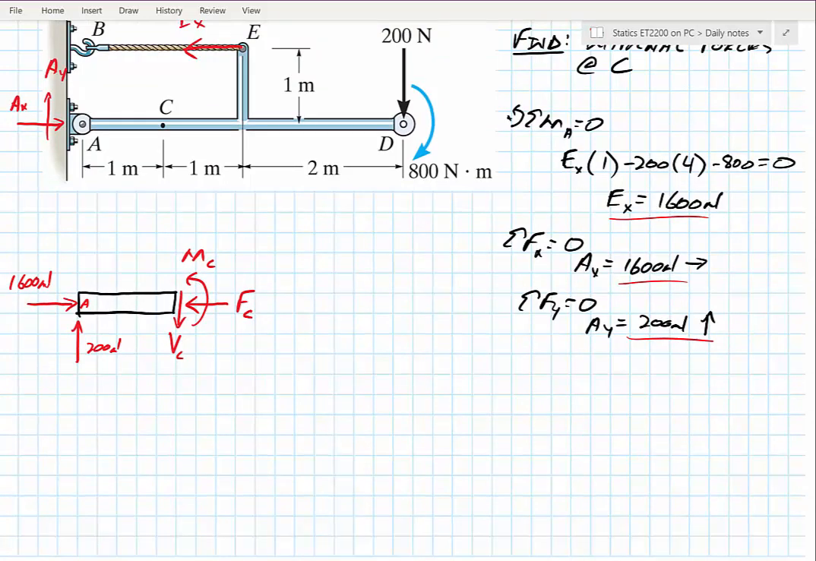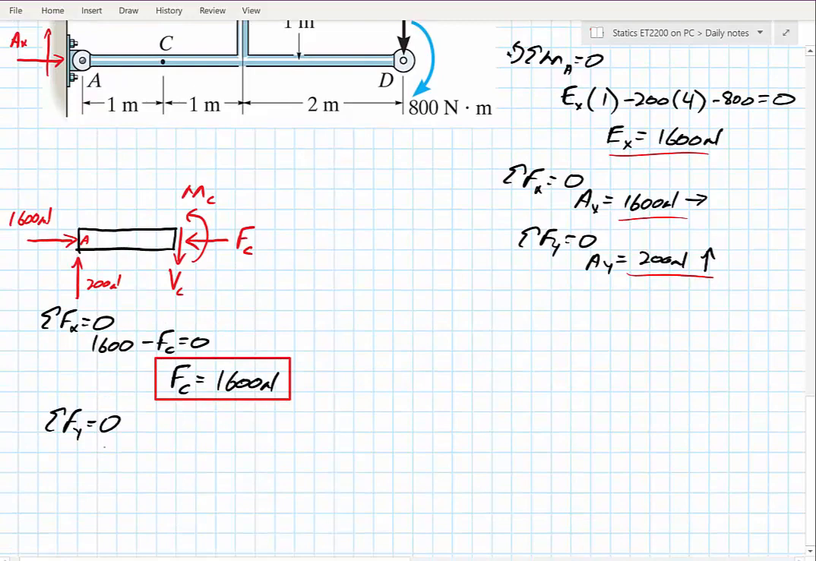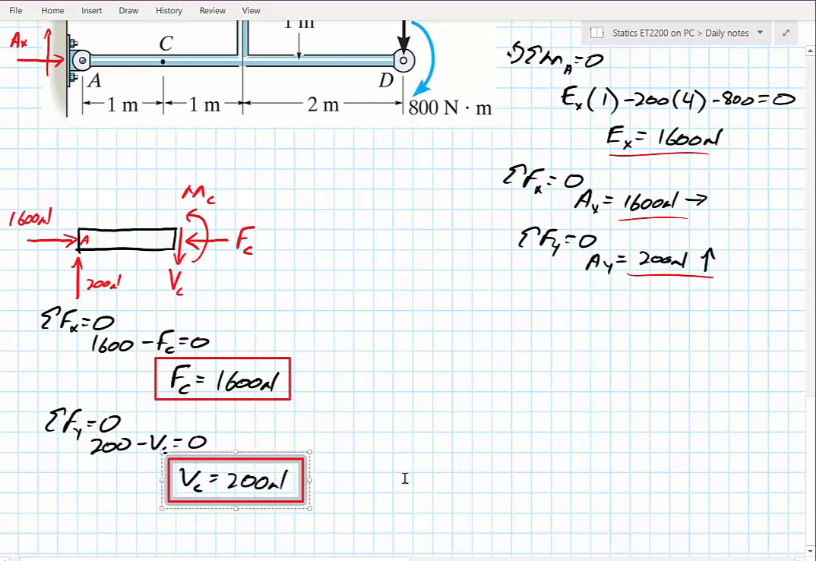But in this case, let's start with the sum of the forces in the x direction equals 0. If I do that, I have 1600 going in the positive direction minus FC equals 0. So my internal axial force is 1600 newtons. And from the sum of the forces in the y direction equals 0, I have the 200 pushing up minus VC pushing down, so I have a shear force at point C that's equal to 200 newtons.